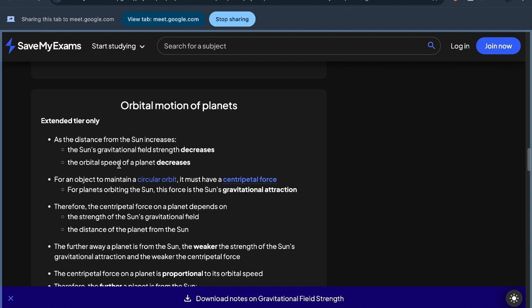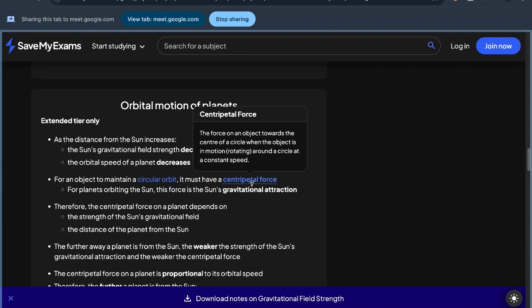Okay, we say the Sun's gravitational field strength will decrease if the distance increases. If the distance also increases, the orbital speed of the planet decreases. Okay, the orbital speed will decrease. Therefore, for an object to maintain a circular path, it must have a centripetal force. It must have what? A centripetal force. Now, what is a centripetal force? It is the force on an object towards the center of a circle when the object is set in motion.